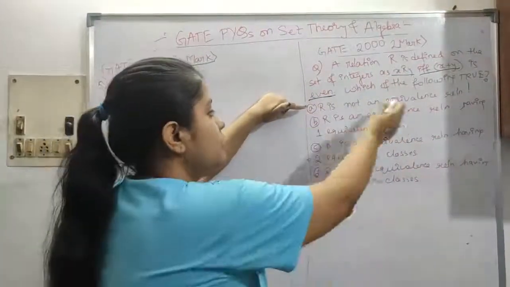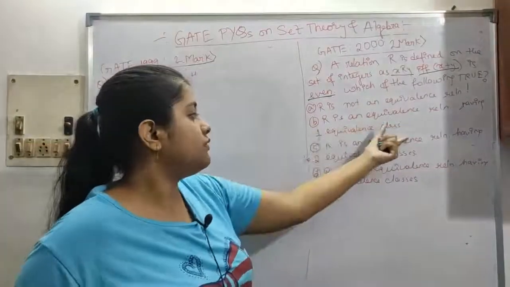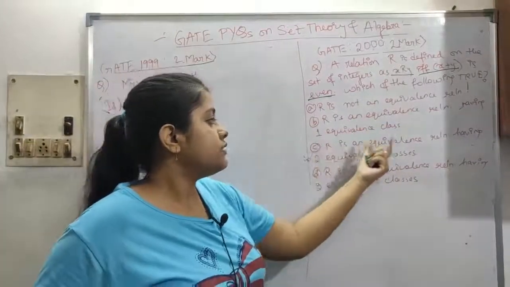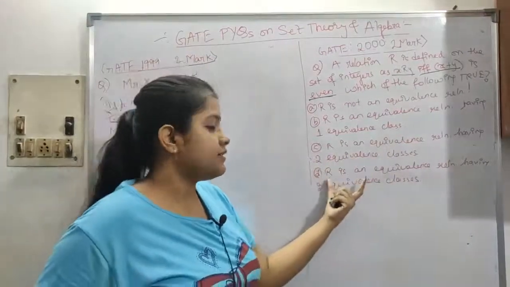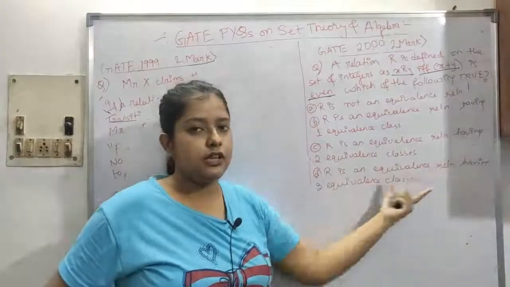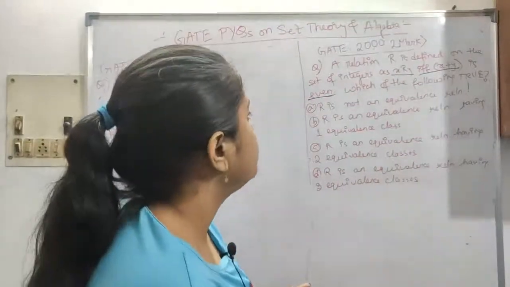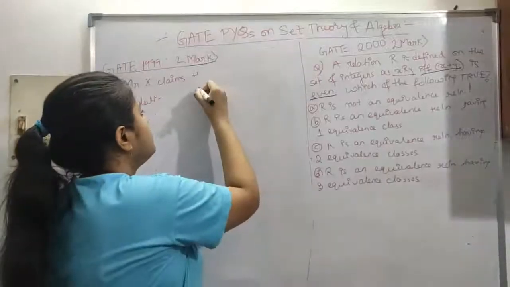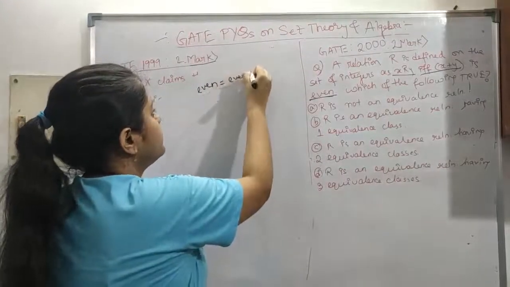R is not an equivalence relation. R is an equivalence relation having one equivalence class. R is an equivalence relation having two equivalence classes. And lastly, R is an equivalence relation having three equivalence classes. Now, the first important thing is that even can come from even plus even.